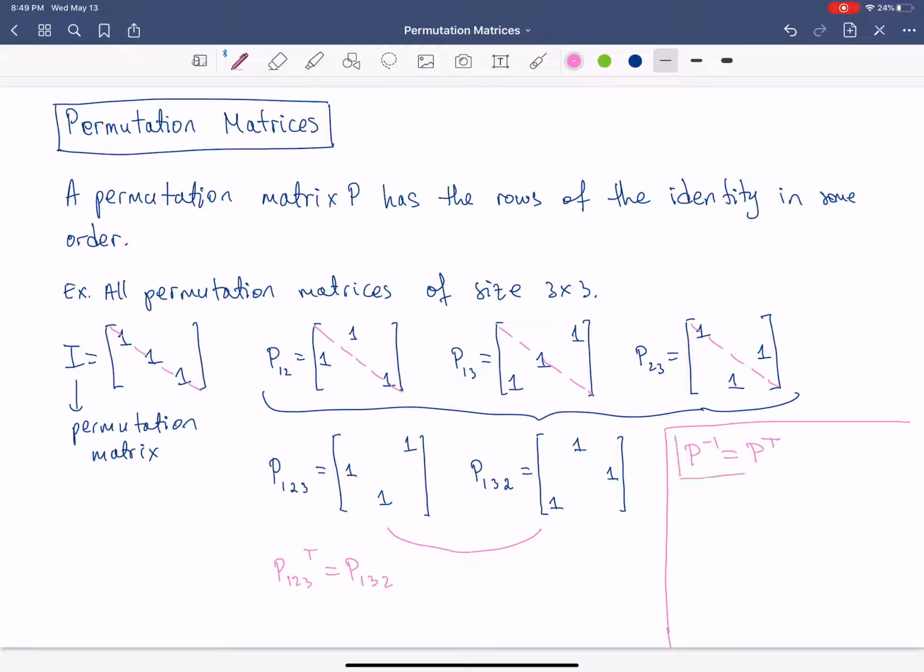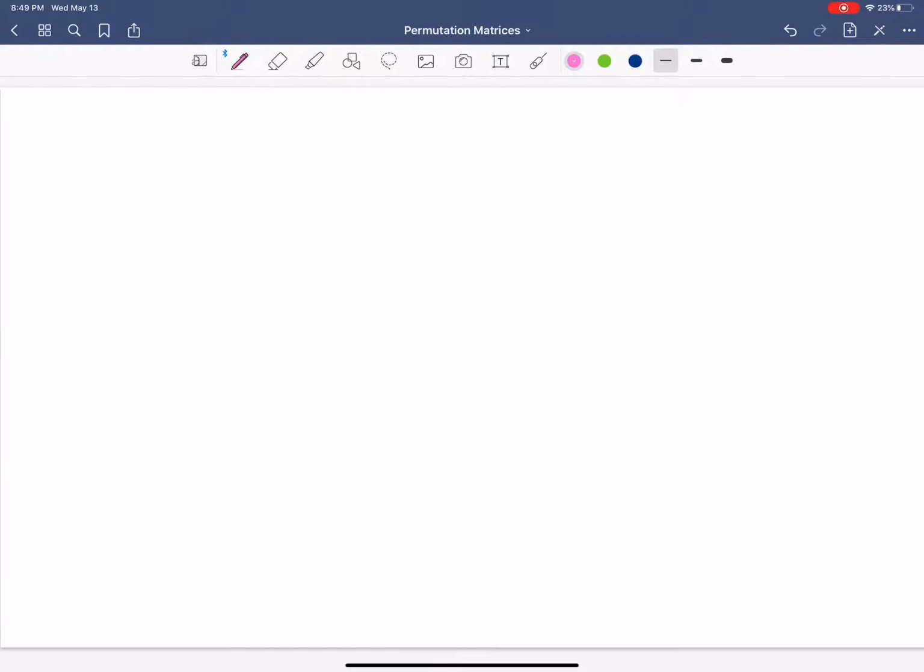A very, very powerful property. If you know that a matrix is a permutation matrix, then you know its inverse right away. Its inverse is simply its transpose. How to see that the inverse is the transpose? Without going into a formal proof, let's just give it a try.